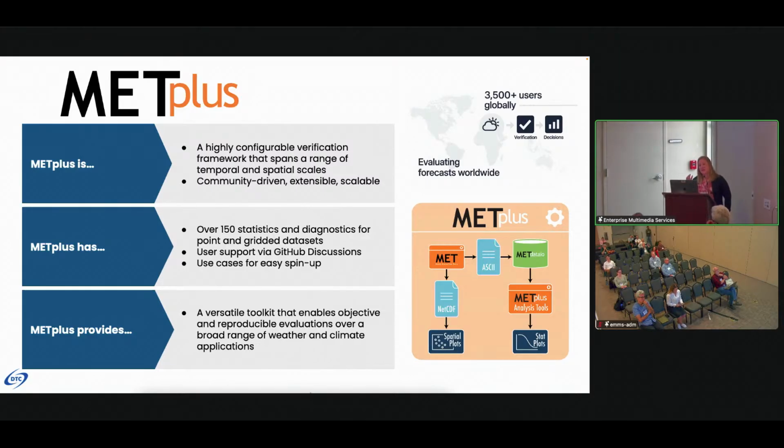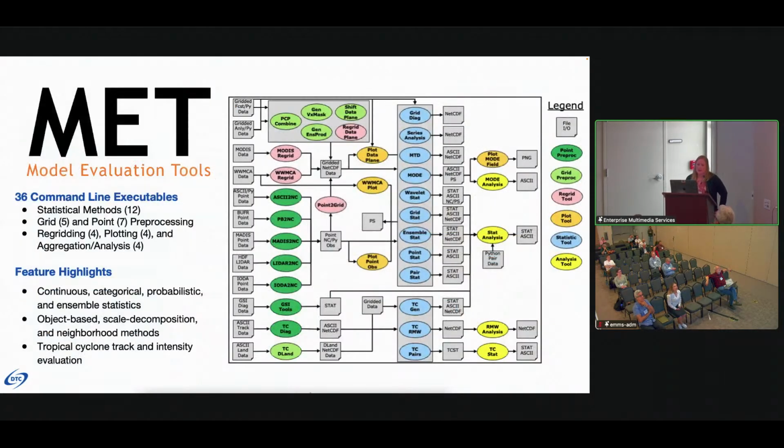If you look down in the lower right, that's a schematic of what METplus is. The statistical engine is MET, which stands for Model Evaluation Tools. And METplus is basically the ecosystem that has Python wrappers, a database, and analysis tools included. So this is a quick look at the Model Evaluation Tools, the statistical engine behind METplus. The diagram here is showing all of the different tools that are included in the MET software. The different oval colors show different types of tools: preprocessors, regridding, statistics, analysis, those types of things. You can look at the legend there.